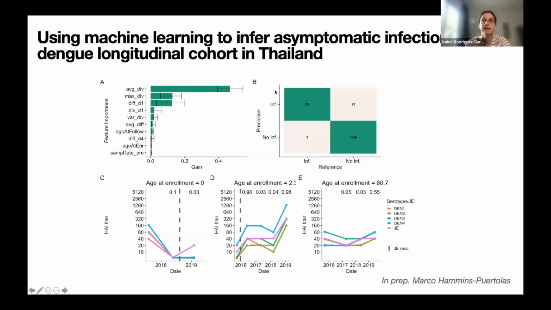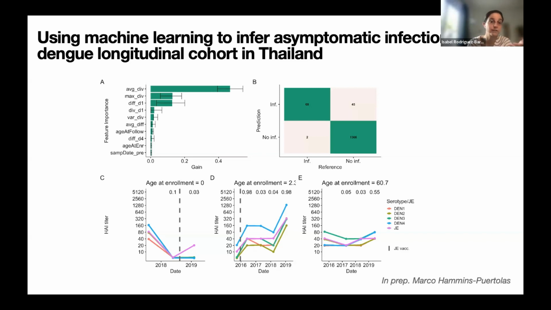And I'm just going to end with this example of some work being led by a postdoc in my group, Marco Jamins Puertolas, where he's really revisiting dengue data. In this case, these are dengue responses to the four serotypes using hemagglutination inhibition assays. And he's really trying to go beyond the single cutoff idea and using machine learning methods to look at what infections look like in serological data.